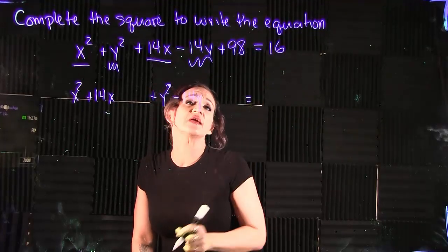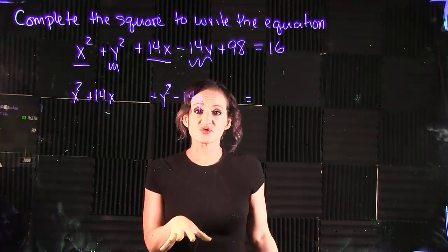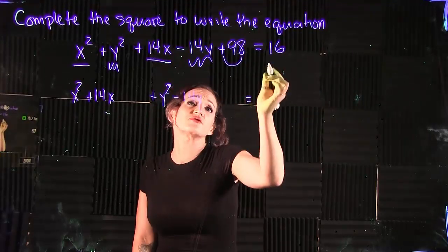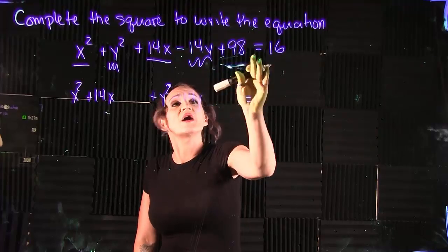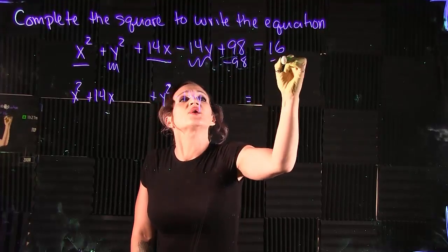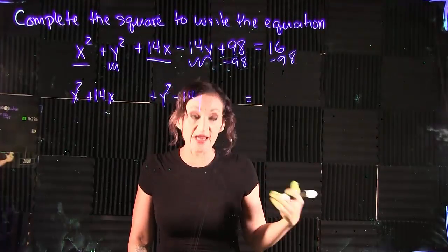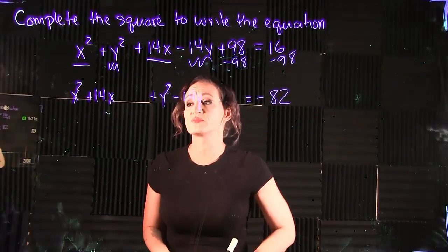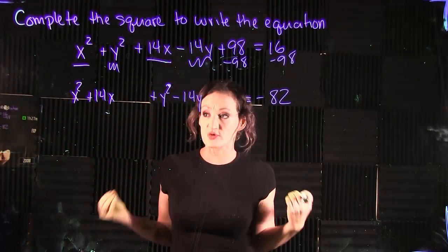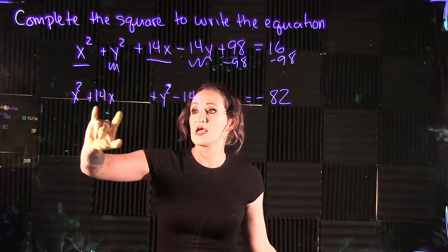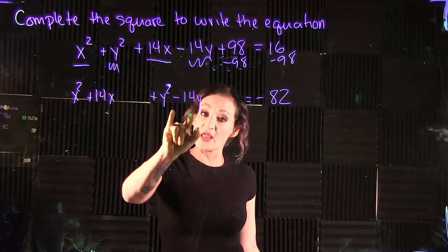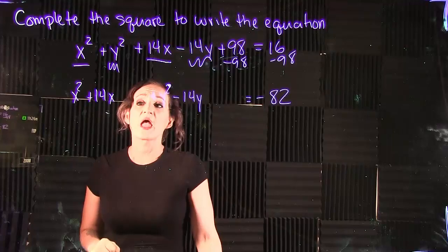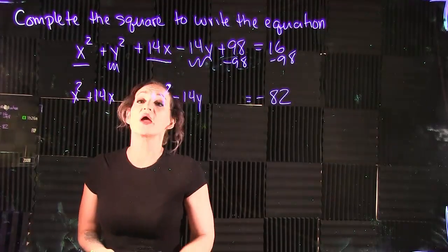side of the equation, so whenever we complete the square, you always want to take your constant here, move it to the other side. So since this is a positive 98, let's go ahead and just subtract 98 to the other side, which is going to give us a negative 82. All right, so this is what we need in order to start the completing the square process. Anything with an x group together, anything with a y group together, your constants on the other side of the equation. Now we're going to complete the square, and we're going to do it twice.